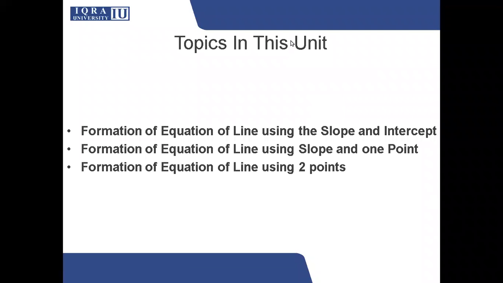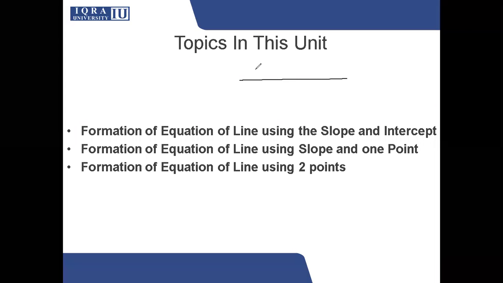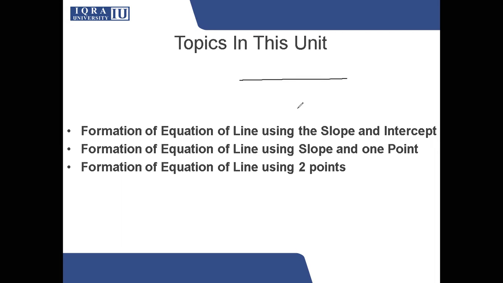Okay. So topics in this unit. First, we'll be talking about forming equation of a line using the slope and intercept. Then we learn how to form the equation of line using slope and 1 point, and then we learn how to form the equation of line using 2 points. Now, equation of line will be one equation. It will be something like y equals 2x plus 3 or something like this. But these three are the different ways of making that equation. We can use any of these three methods and we'll get the same answer. It depends on what information is available to us. We'll proceed with this lecture, and to avoid any further confusion.